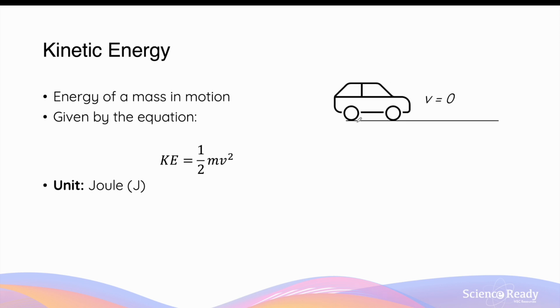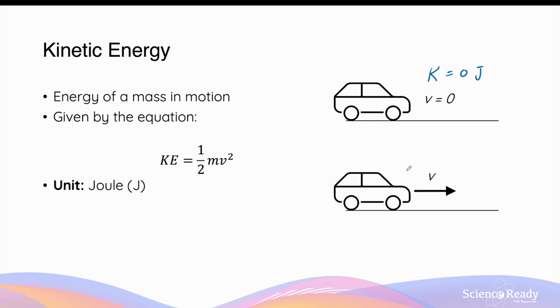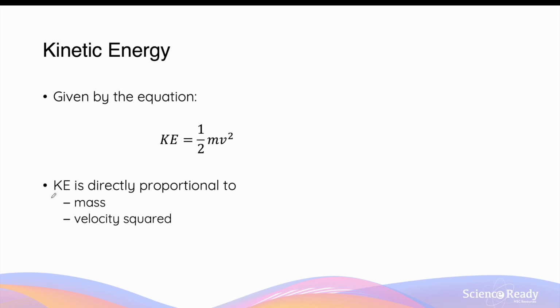Suppose you have a car resting on the ground without any motion, that is, its velocity is 0. In this case, the kinetic energy of the car is also 0 joules. And when this car is moving, it will have a certain amount of kinetic energy that's equal to half times its mass and its velocity squared. In the equation, we can see that kinetic energy is directly proportional to its mass and its velocity or speed squared. That is, when either of these variables increases, so when an object becomes more massive or when it travels at a faster speed, its kinetic energy will also increase.